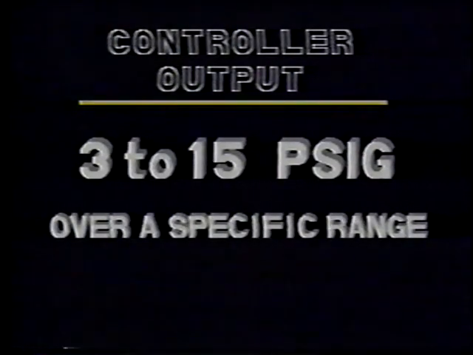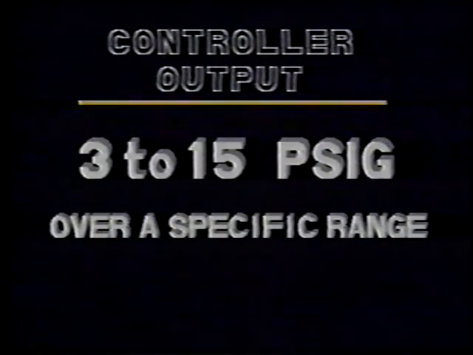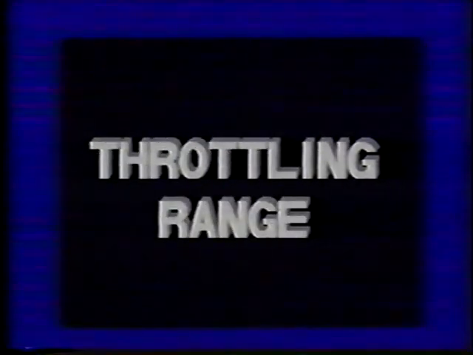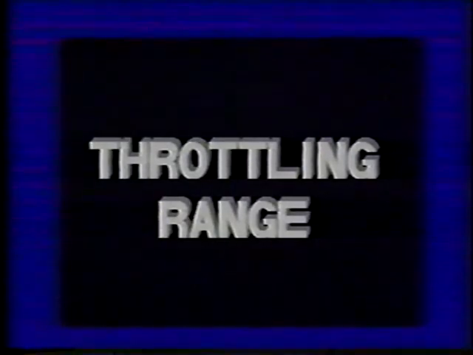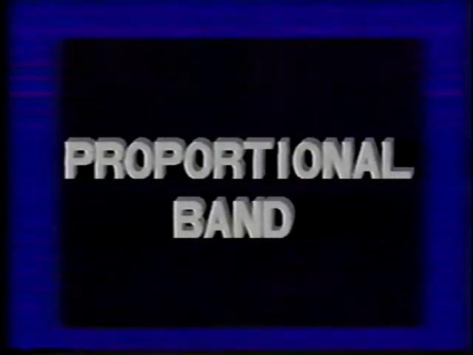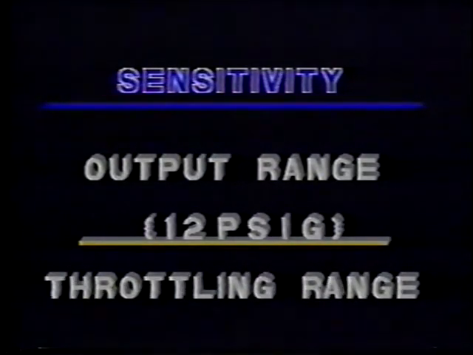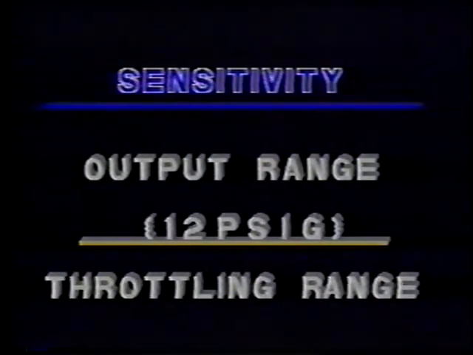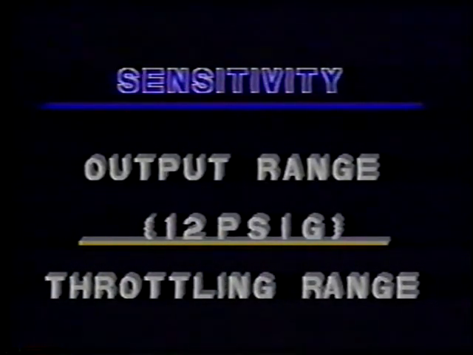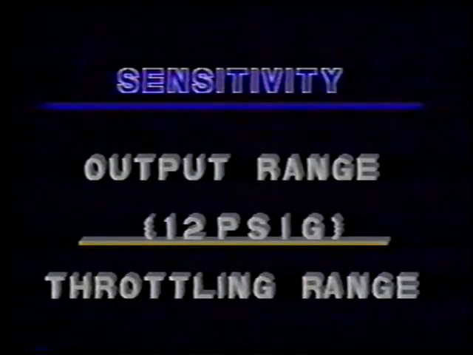The controller output is a 3 to 15 psig signal generated over a specific range of the sensed variable. This specific range is referred to as the throttling range of the controller, also called the proportional band. The term throttling range is referred to by some manufacturers as sensitivity. There is a direct correlation between throttling range and sensitivity. Dividing the output range, 12 psig, by the throttling range yields the psig change, or sensitivity per degree of change, in the controlled variable.